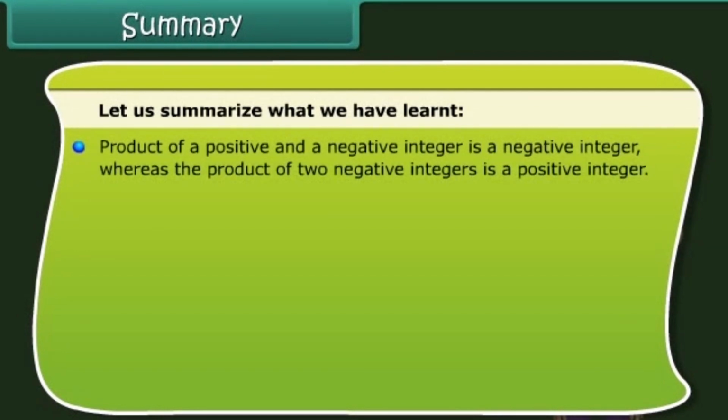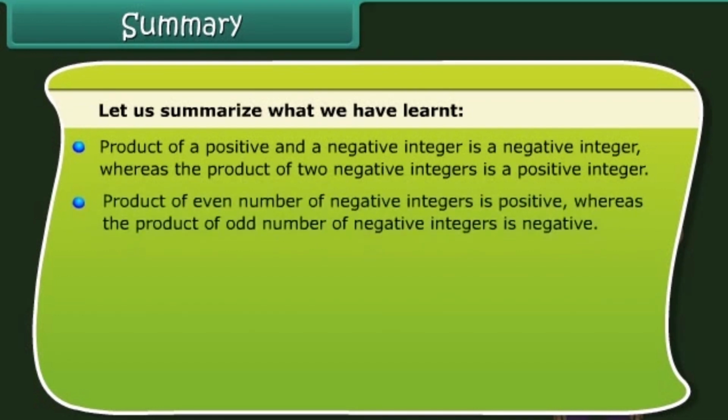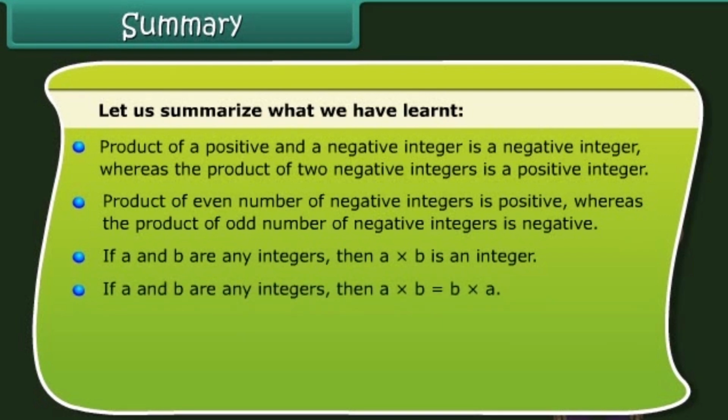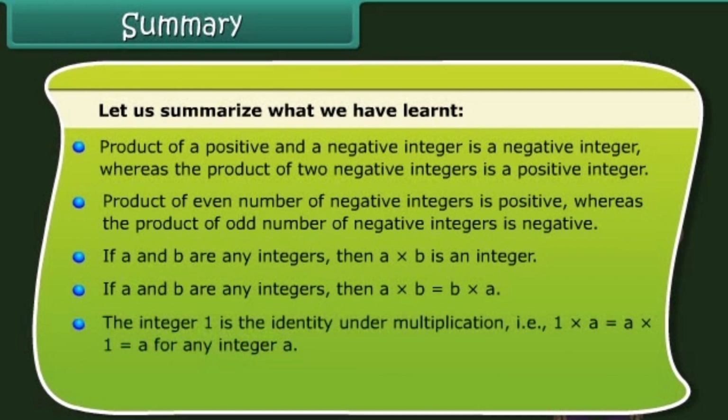Product of a positive and a negative integer is a negative integer, whereas the product of two negative integers is a positive integer. Product of an even number of negative integers is positive, whereas the product of an odd number of negative integers is negative. If a and b are any integers, then a into b is an integer. If a and b are any integers, then a into b is equal to b into a. The integer 1 is the identity under multiplication, that is, 1 into a is equal to a into 1 for any integer a.